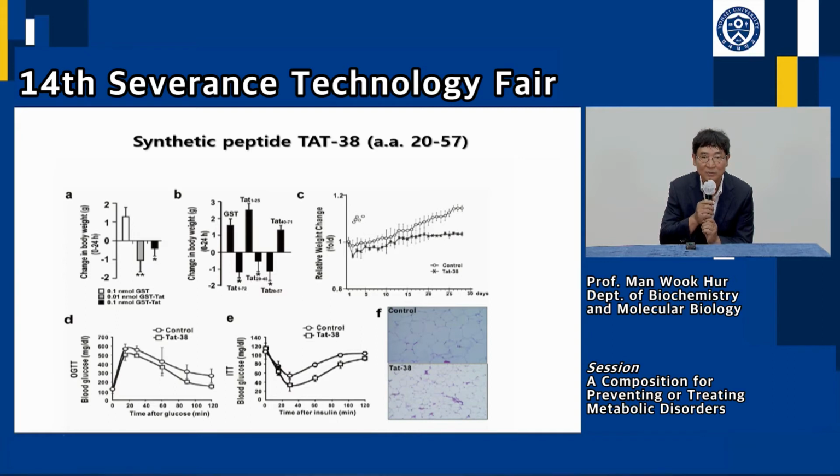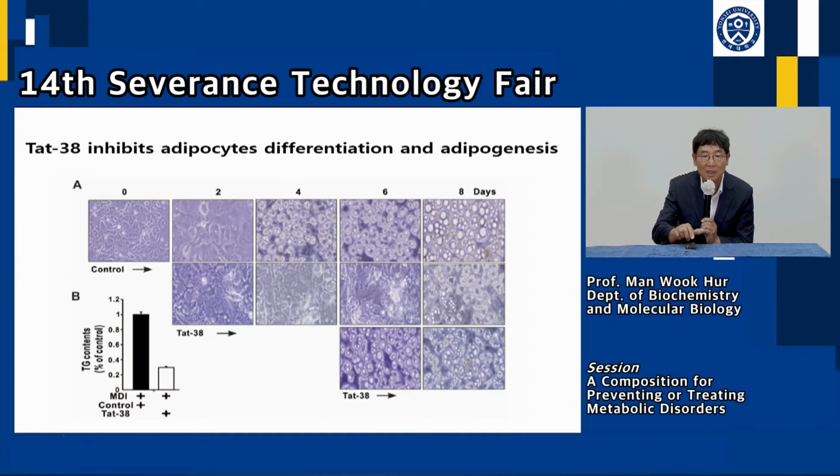Next, we tested TAT38's inhibitory effects against adipocyte differentiation and adipogenesis. As you can see in Control A, differentiation began on day 2, followed by generation of adipocytes on about day 4. On about day 8, adipocytes are fully differentiated into adipogenesis. However, TAT-treated adipocytes were still not fully differentiated on day 6, and ended up synthesizing a very small amount of lipid on day 8.